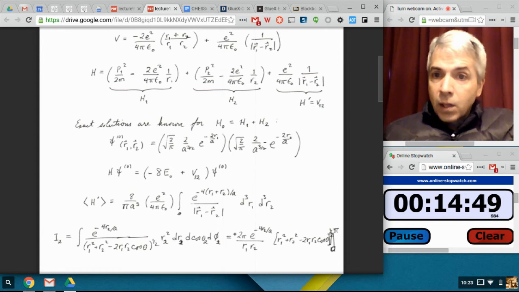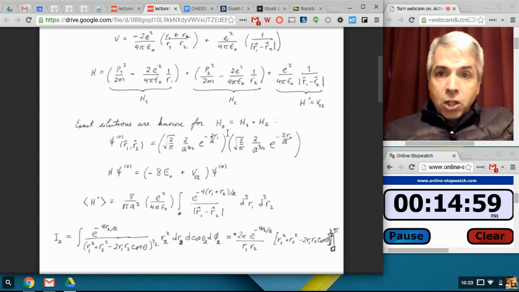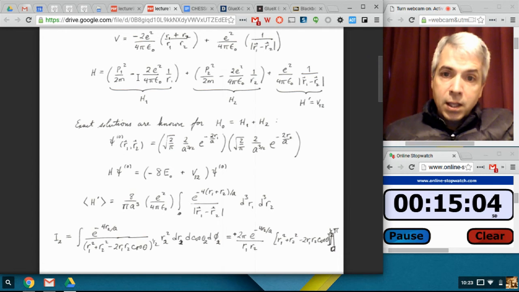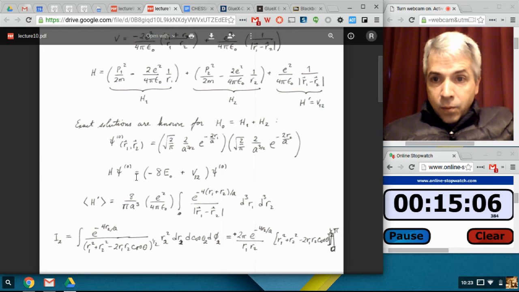Then I can see that this state here with the superscript 0 is an exact eigenstate with the minimum energy of H0. And since each one of these contributes a negative 4 times 13.6, let me write that H0 acting on psi 0 has negative 8 E0. And remember, my E0 is just the ionization potential of the hydrogen atom.